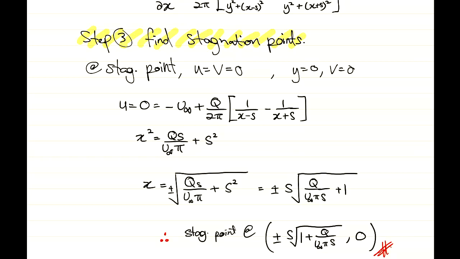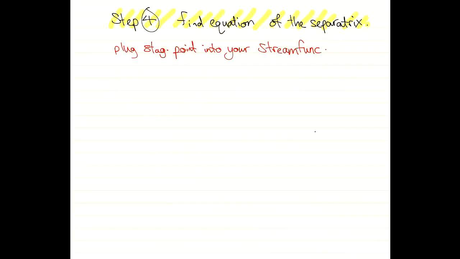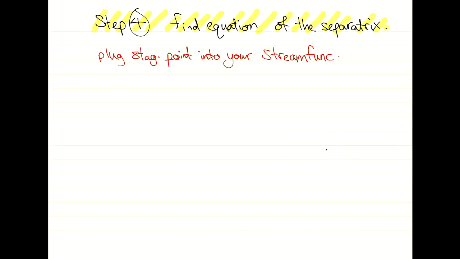Okay, everybody agree? Okay, good. Yep. So, I know my stagnation point. I want to find the equation of my separatrix. Okay, so that's going to be step number 4. Okay, and I hope you all know that to find the equation of a separatrix, all I have to do is just substitute my stagnation point back into my stream function.